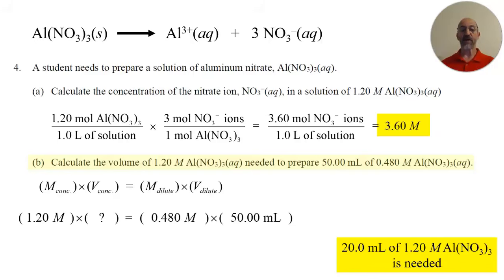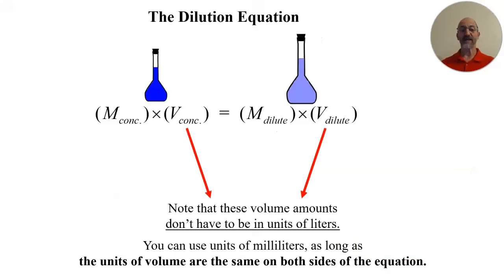So how do we get our answer? Let's solve for the volume of the concentrated solution, and that would be 0.480 times 50 divided by 1.2. And when you do that math on your calculator, you also get the same answer, which is 20 milliliters. So if you like that M times V equals M times V dilution equation, again, I had presented that in my video for topic 3.7, so feel free to check out that video for more examples.